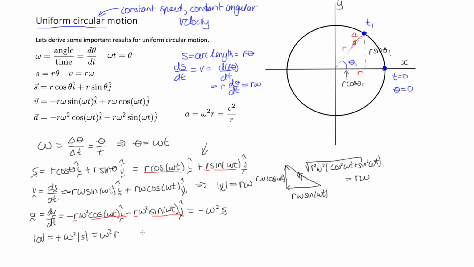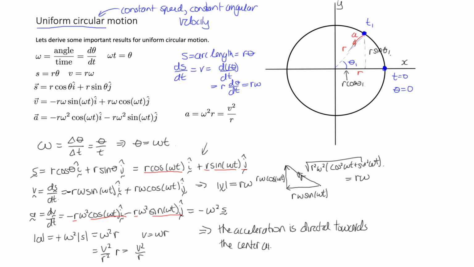So we can also write this using v is equal to omega r, like we derived here and up here. So we can write this as, replacing omega with v on r, v squared over r squared times r, which is equal to v squared over r, which is what's often used for acceleration. So the important point is the acceleration is directed towards the center and given by v squared on r.